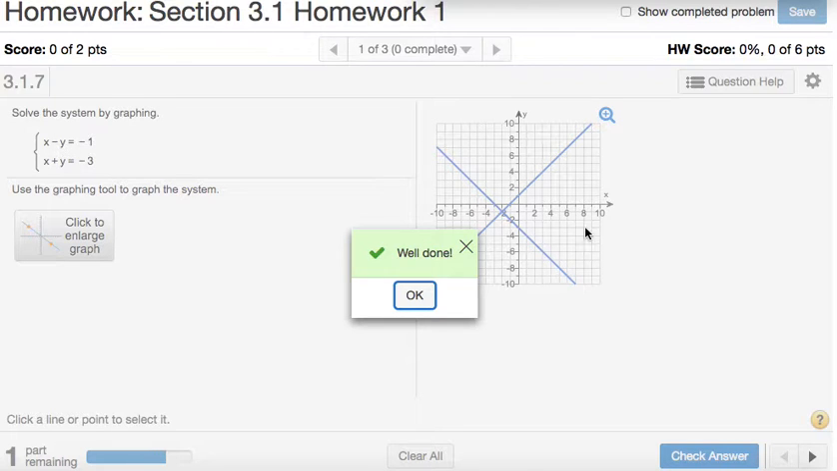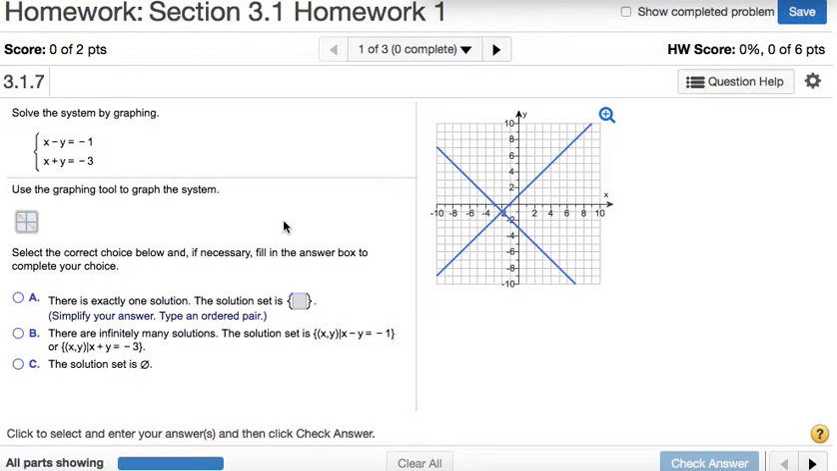Now these problems have two parts, so the first part is getting the graph correct. Once you have the graph correct, then the problem will move on to the second part where you enter what the actual solution is. Now you notice here there's three choices, A, B, and C. A says there is exactly one solution. The solution set is. B and C are for infinitely many solutions, and the solution set, this is the symbol for the empty set. We're not going to do any problems where B or C is the answer, so you don't have to worry about those.